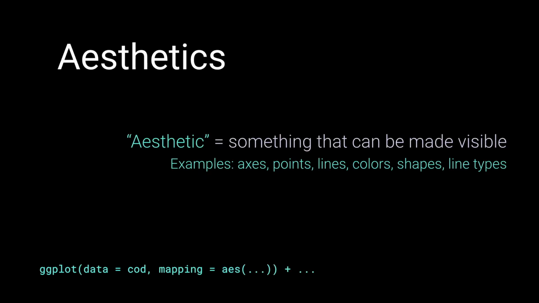So after data, the next essential component of a ggplot is the aesthetics. An aesthetic is just something that can be made visible. So examples of this would be the axes themselves. The x-axis is visible, the y-axis is visible, points, lines, colors, shapes, line types. Anything that you can think of adding to a graph is probably an aesthetic.